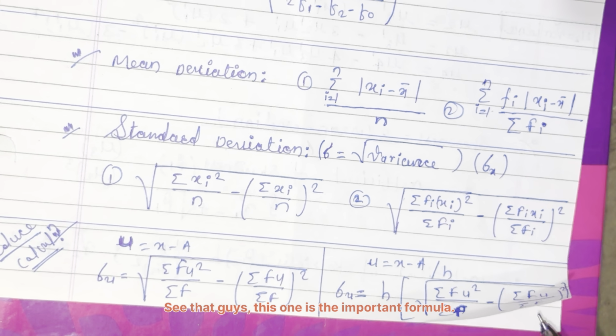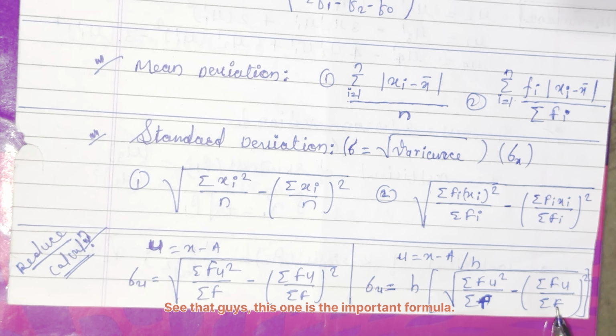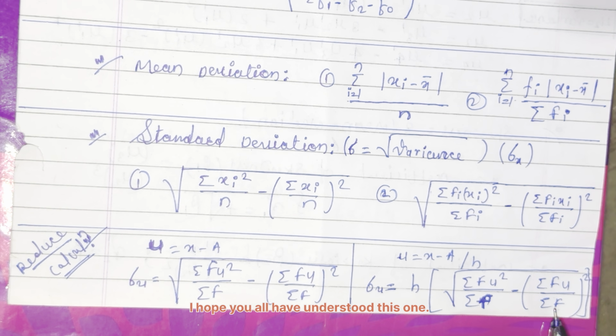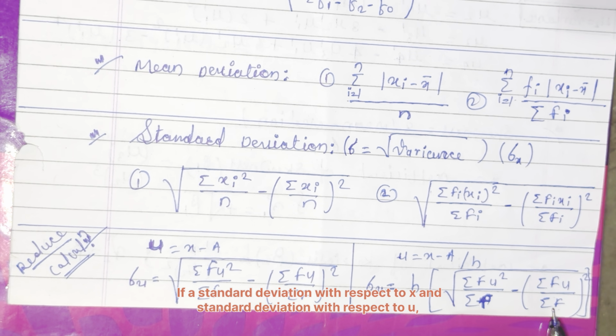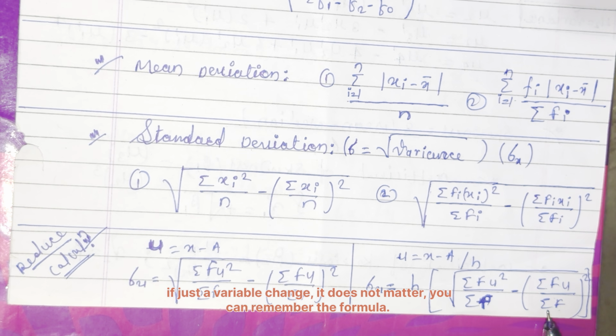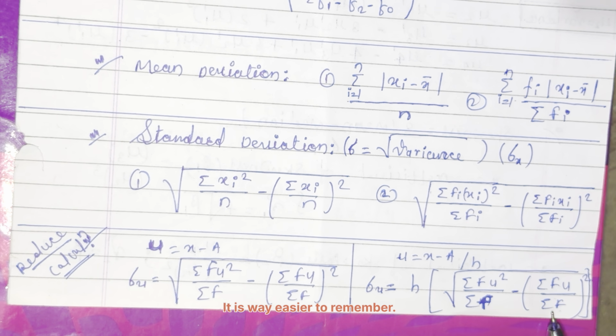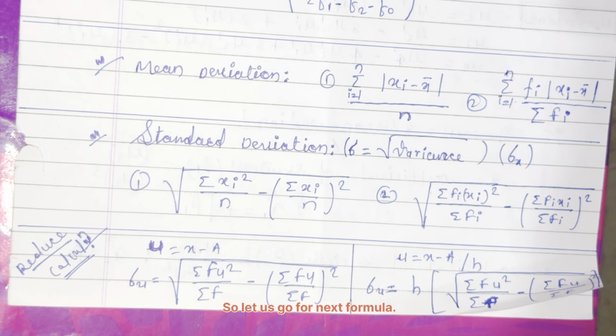See that, guys, this one is the important formula. I hope you all have understood this one, it is not difficult. It is the same formula for standard deviation used everywhere. Whether it is standard deviation with respect to x or with respect to u, it is just a variable change, it doesn't matter, you can remember the formula. It's way easier to remember. So let's go for the next formula. Standard deviation I explained here.